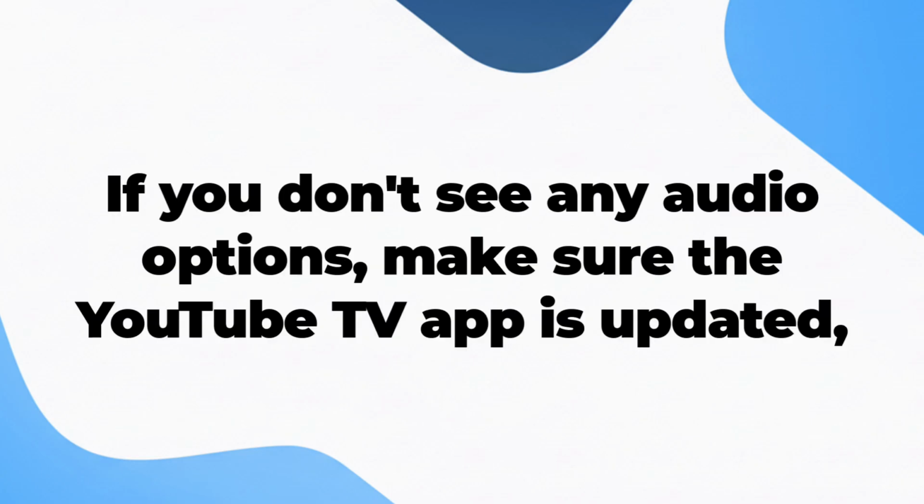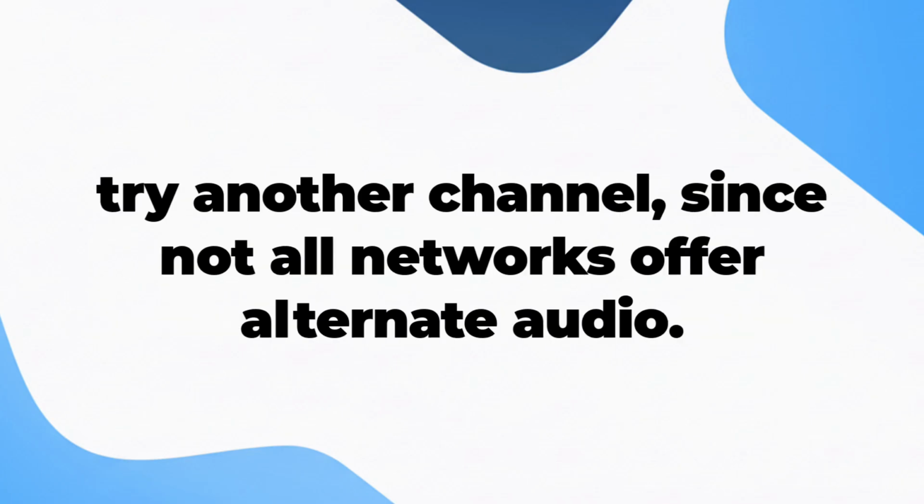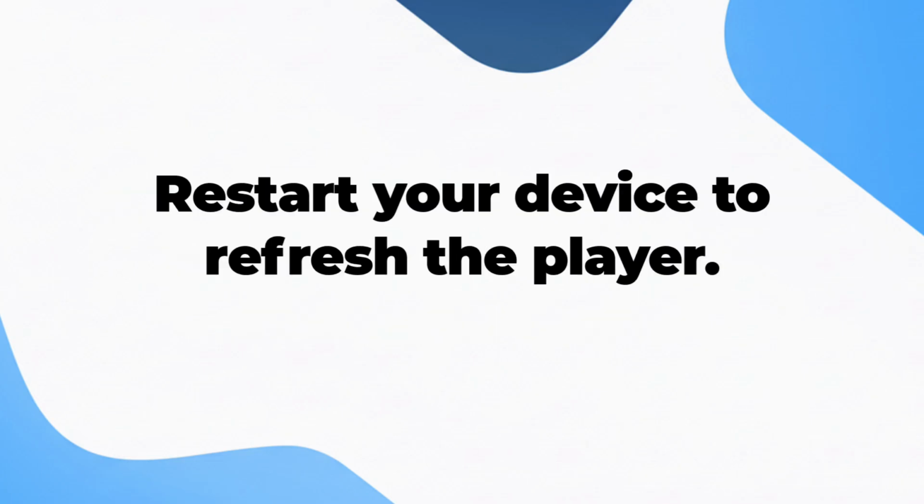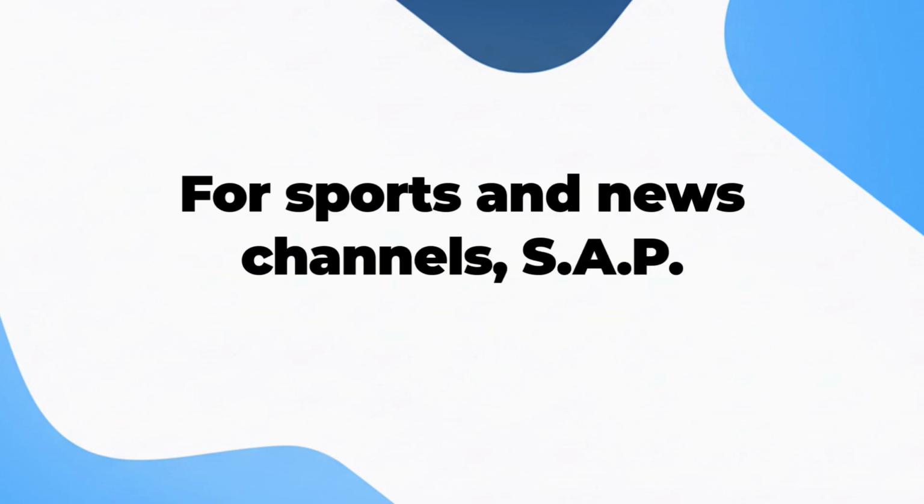If you don't see any audio options, make sure the YouTube TV app is updated. Try another channel, since not all networks offer alternate audio. Restart your device to refresh the player. For sports and news channels, SAP may provide alternate commentary or descriptive audio.